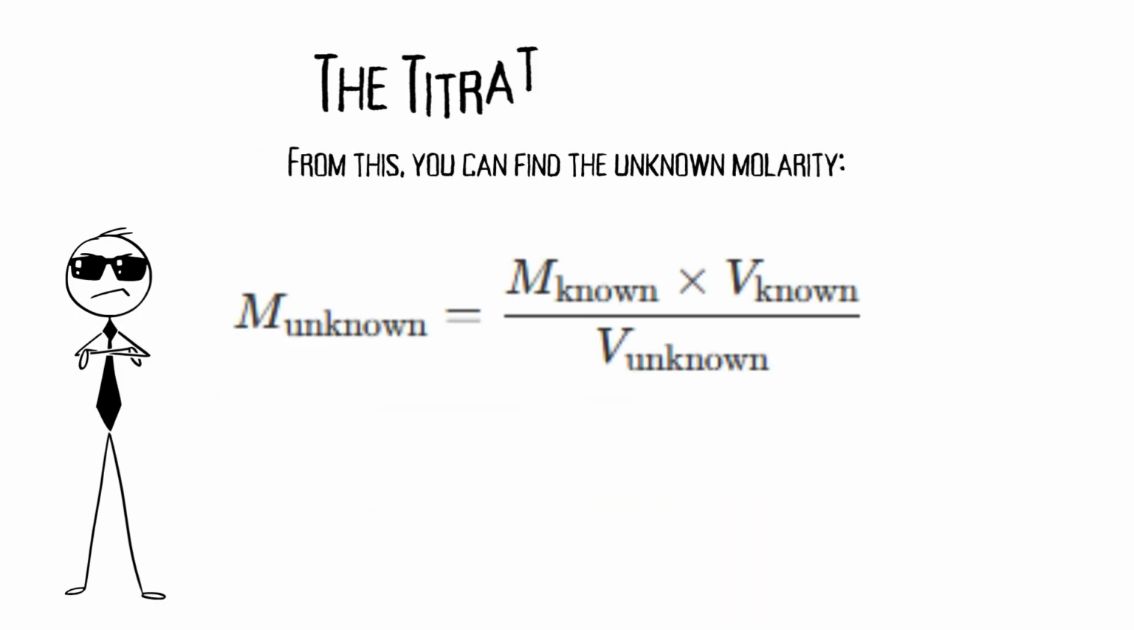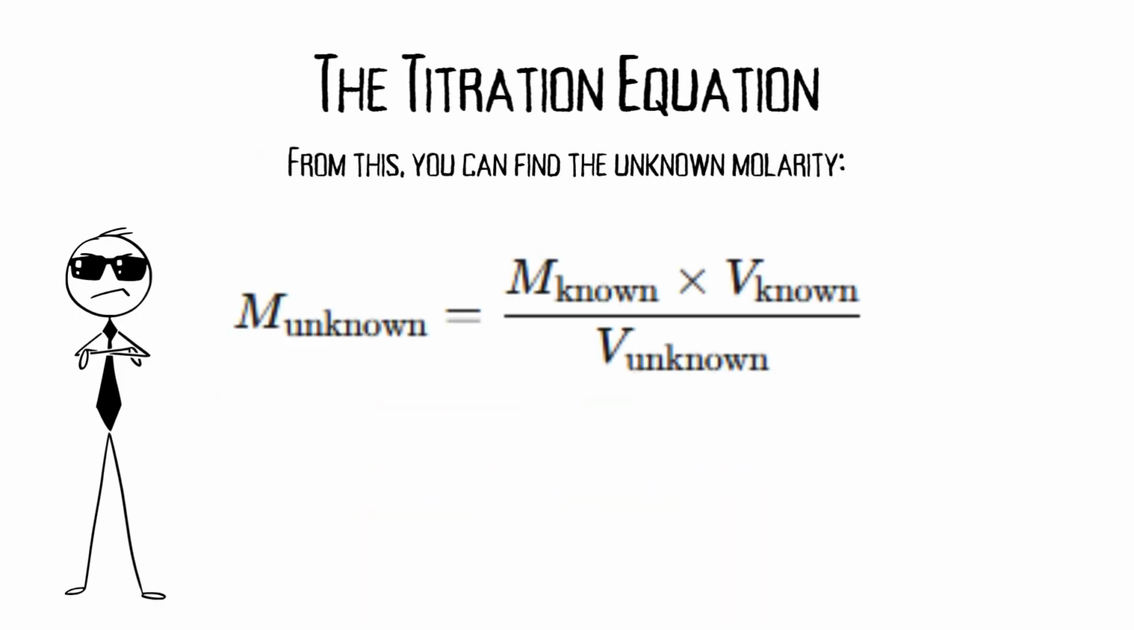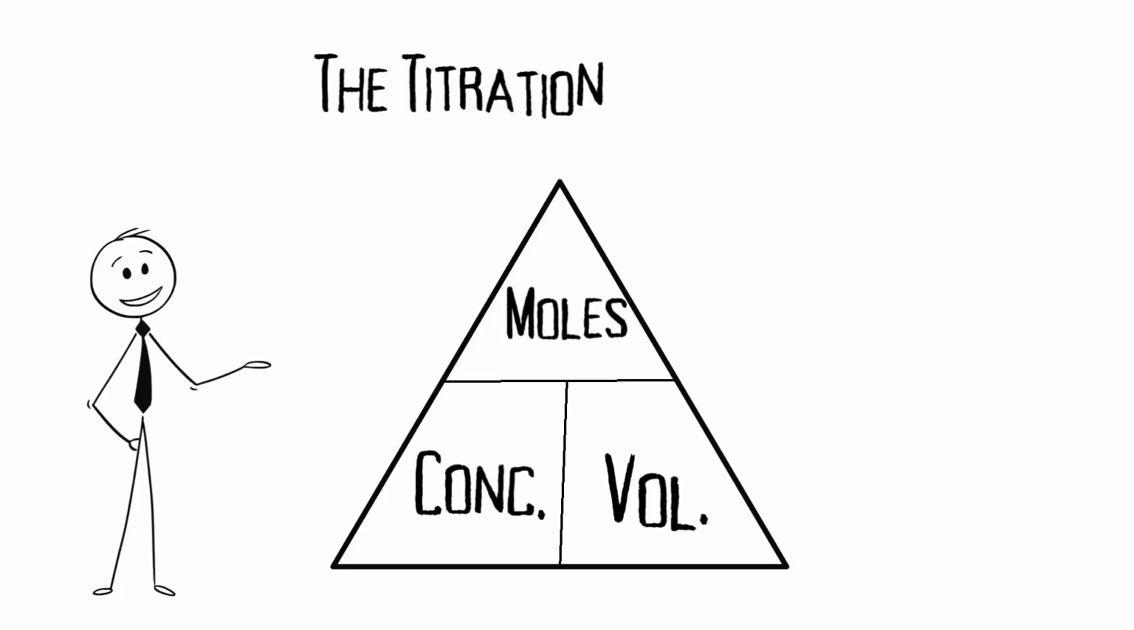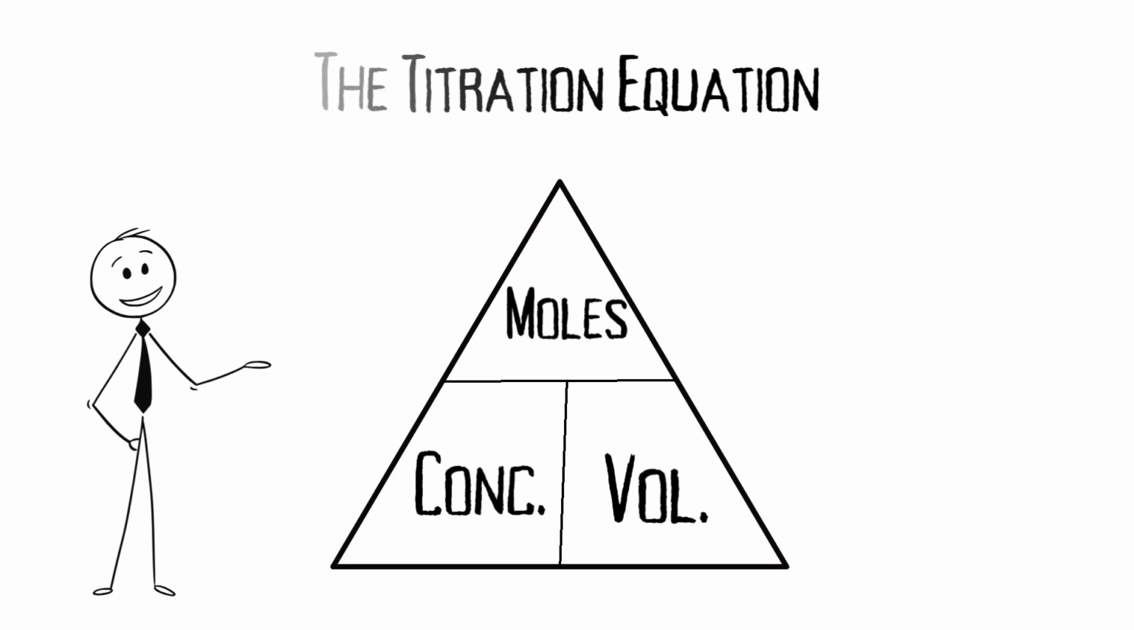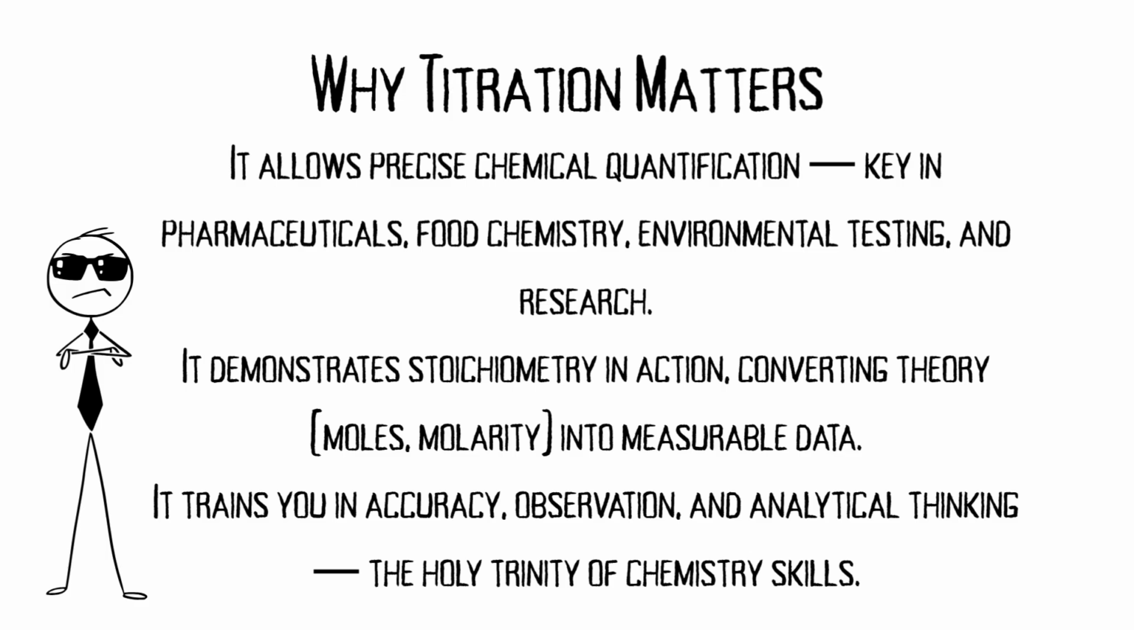What is shown here is a 1-1 reaction. And as you can see here, by rearranging the formula, you can isolate the M unknown on one side to find the analyte. Just to remind you of the basic relationship, concentration times volume gives you the number of moles. This simple triangle is the secret behind the whole titration calculation. Titration isn't just an exercise, it allows precise quantification, which is the key in pharmaceuticals, food quality, and environmental testing. It converts theoretical stoichiometry, moles, and molarity into measurable real world data. I guess we can say it's accuracy, observation, and analytical thinking.